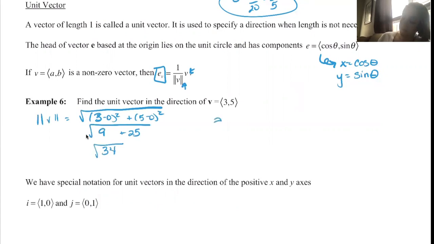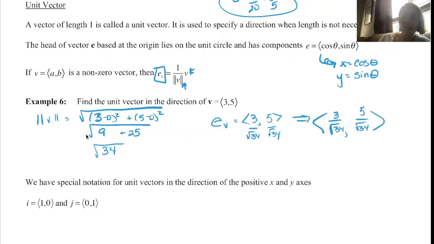Now, to make it a unit vector, you take this 3, 5, and you divide it by the square root of 34. So let me change my notation up here a little bit. So 3 over root 34, 5 over root 34. There we go. There's your unit vector. So it has the same direction, but it has a length of 1.